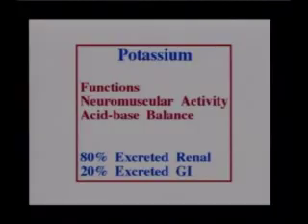Now I want to take a look at some electrolytes, and the two I want to talk about right now are potassium and sodium. So when we think about potassium imbalances, we start first by saying, what does potassium do? Potassium plays a role in neuromuscular activity. And don't forget, the heart's a muscle. So the symptoms that we see with imbalances in potassium are going to be muscle weakness and cardiac dysrhythmias.